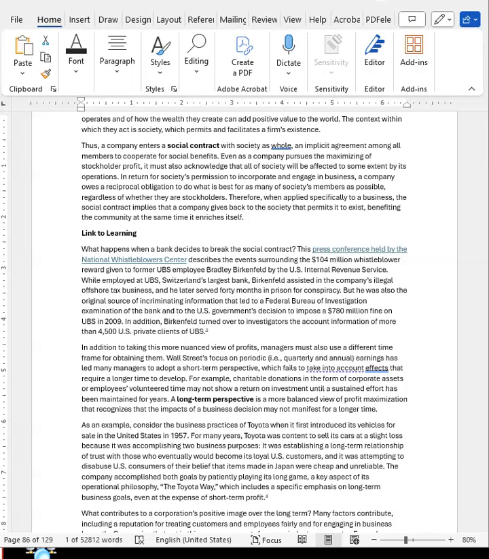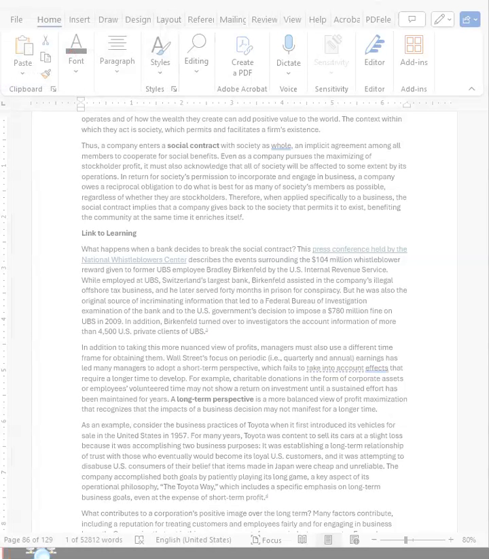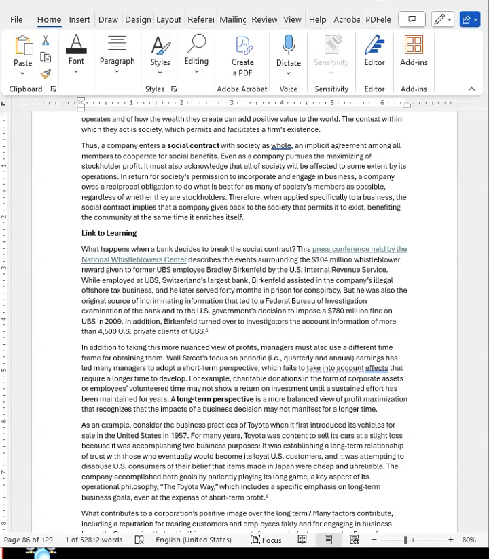But he was also the original source of incriminating information that led to a Federal Bureau of Investigation examination of the bank and to the U.S. government's decision to impose a $780 million fine on UBS in 2009. In addition, Birkenfeld turned over to investigators the account information of more than 4,500 U.S. private clients of UBS.